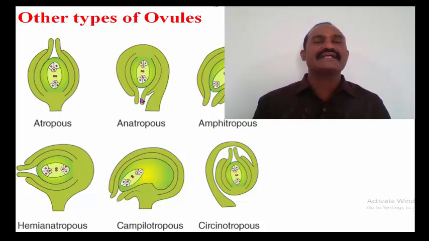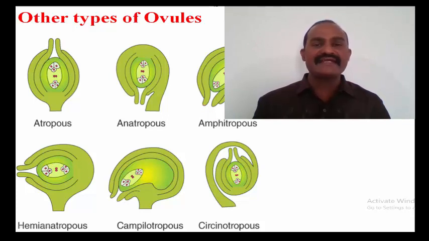The condition is called anatropous ovule, and around 90% of angiospermic plants contain anatropous ovule, and that's why it is called a typical angiospermic ovule. Whereas amphitropous ovules are the ovules which form an angle of 90 degrees between micropyle, chalaza and funicle.